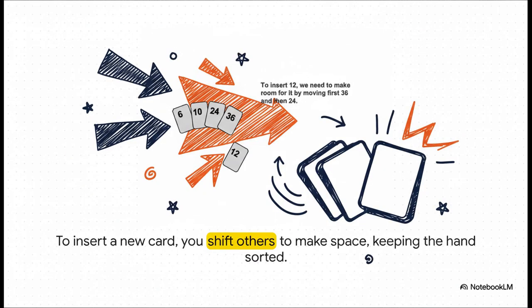So check this out. Let's say you're already holding a 6, a 10, a 24, and a 36, all nice and sorted. Then you pick up a 12. What do you do? You instinctively find its proper spot, right between the 10 and the 24. And you kind of shift the bigger cards over to make room. Just like that, your hand is perfectly sorted again.